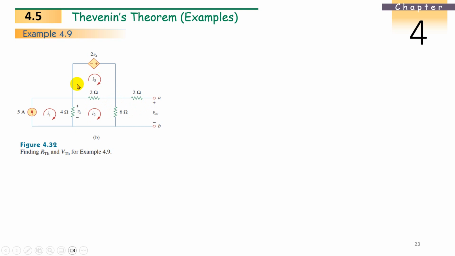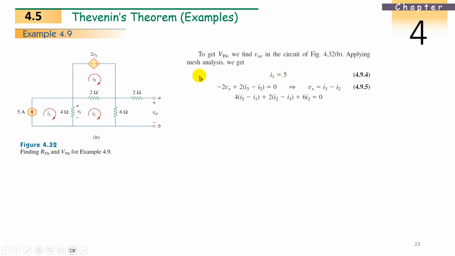Coming to this one, what is the loop? Current is leaving. So minus 2Vx plus 2 times I3 minus I2. Then solve the 3 equations, you will get it. So first one, I1 is 5 amperes. In the first loop, I1 is 5 ampere as it is.